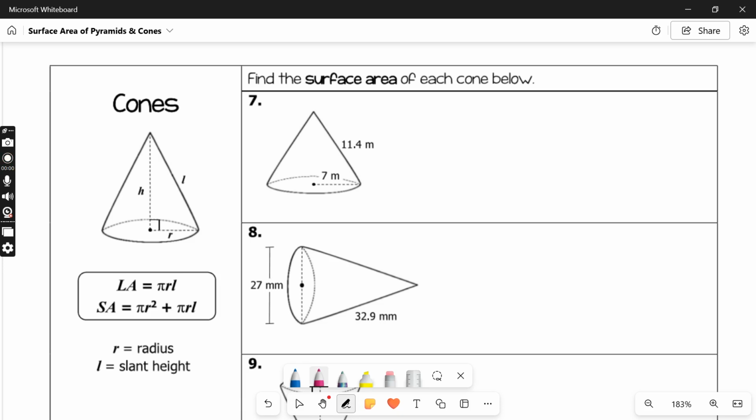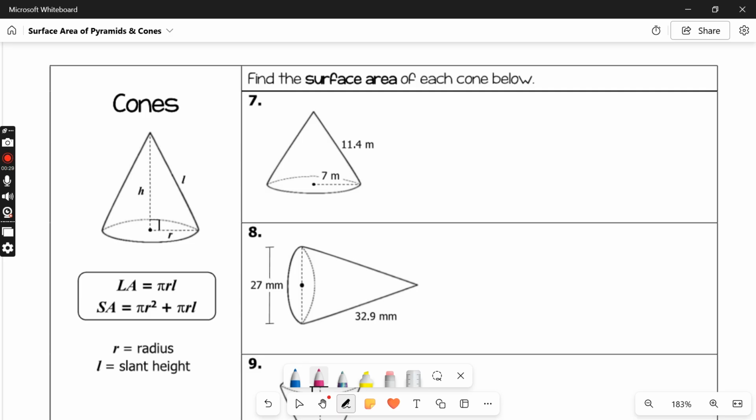Okay, so now we're going to talk about surface area of a cone. We have two formulas: lateral area of a cone, which is pi r l, and surface area, which is pi r squared plus pi r l. R is the radius, which goes from the center of the circle to the edge of the circle, and L is the slant height, again going along the edge of that cone.